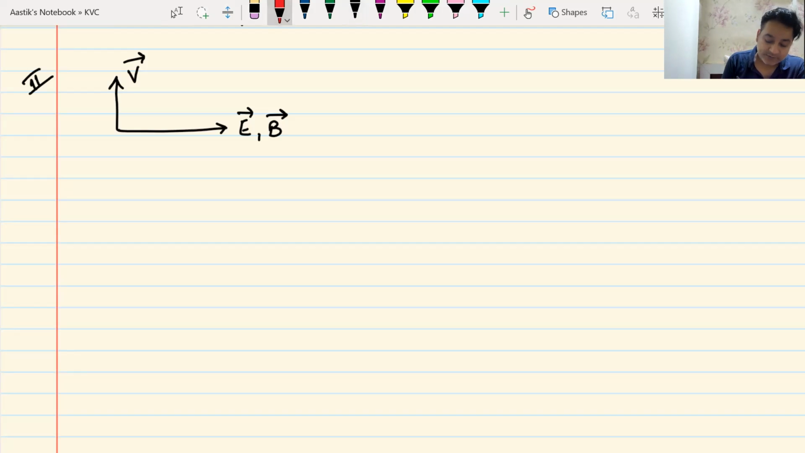So the path will be a helix, or helical with increasing pitch. Do we understand this? The pitch will keep on increasing and it will follow a helical path. Yes or no?